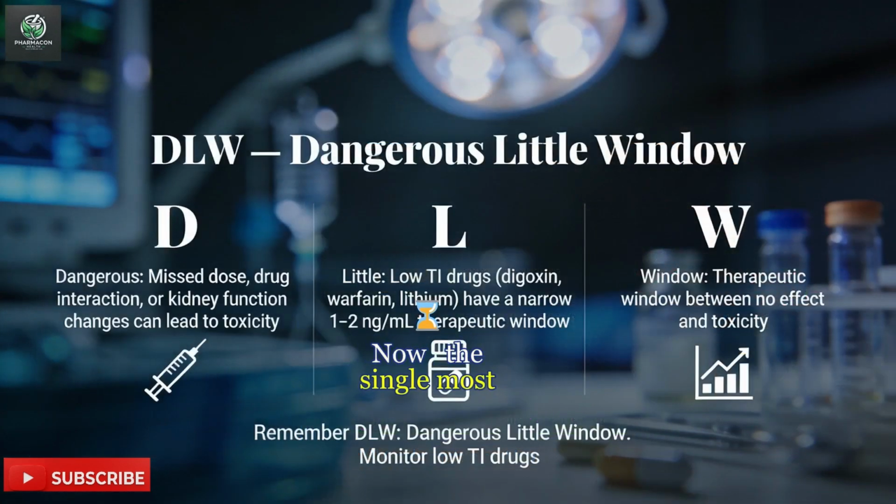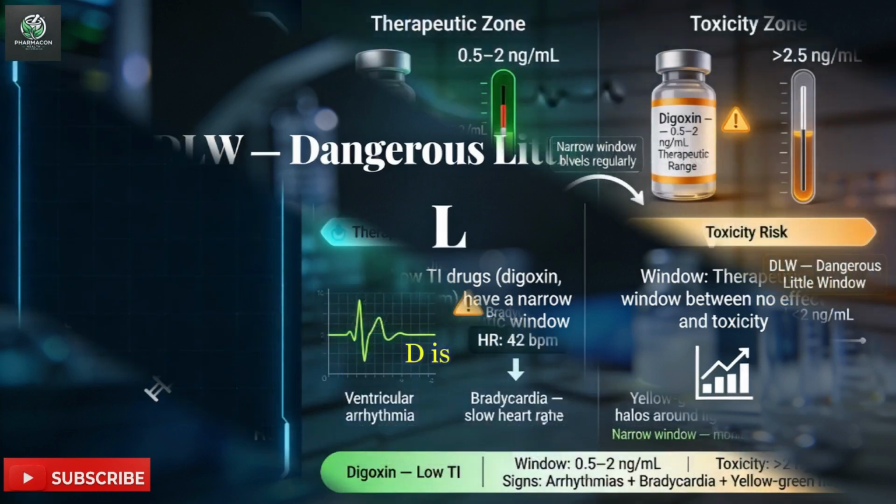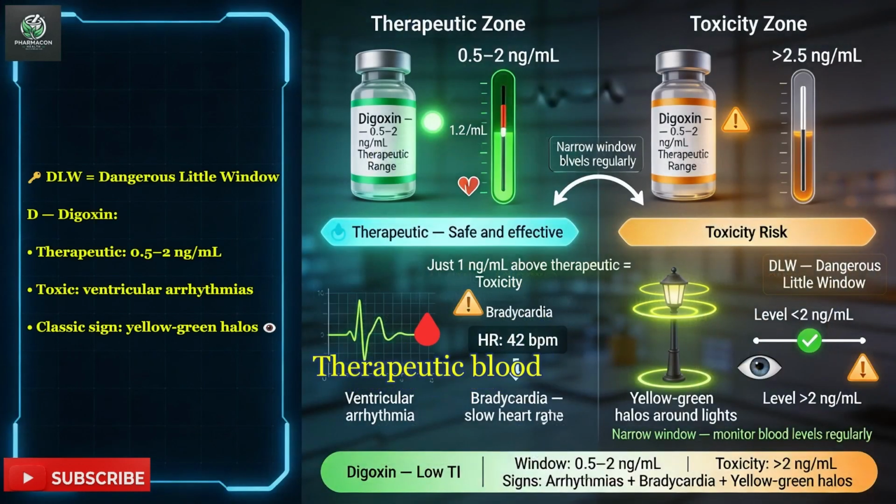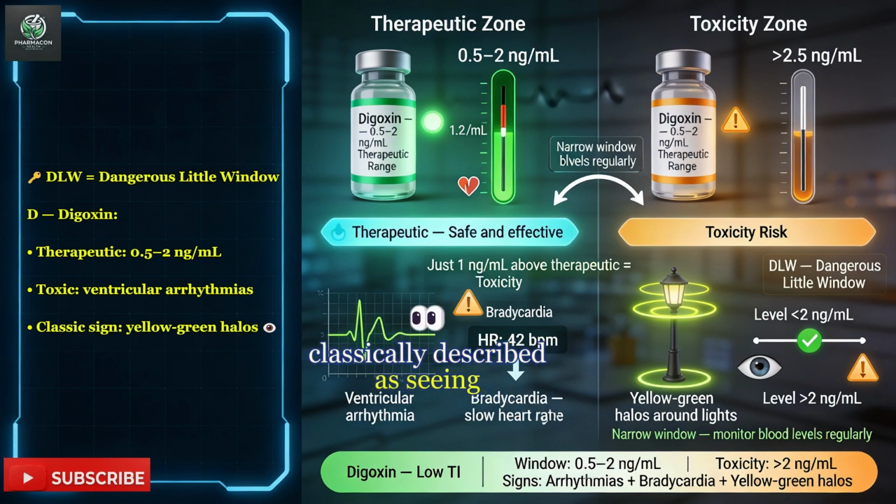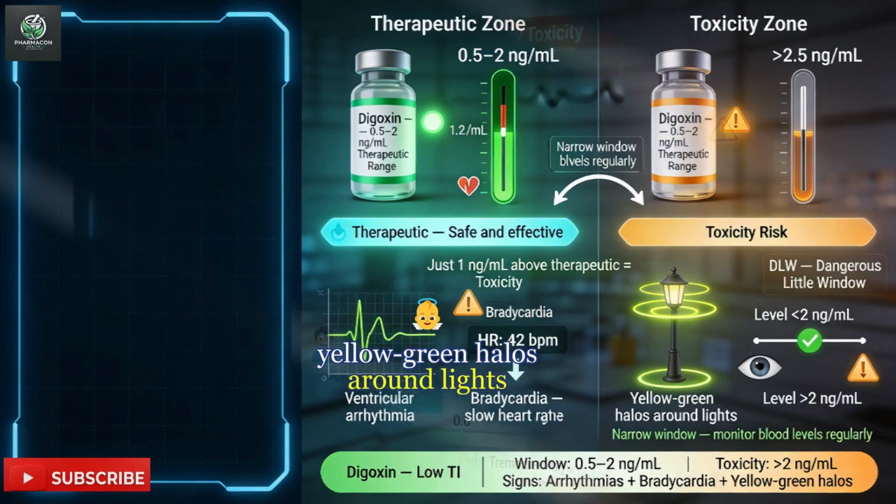Now, the single most important mnemonic in clinical pharmacology for low TI drugs, DLW. Dangerous little window. D is for digoxin. Therapeutic blood level, 0.5 to 1.0 nanograms per milliliter. Toxicity causes ventricular arrhythmias, bradycardia, and visual disturbances, classically described as seeing yellow-green halos around lights.